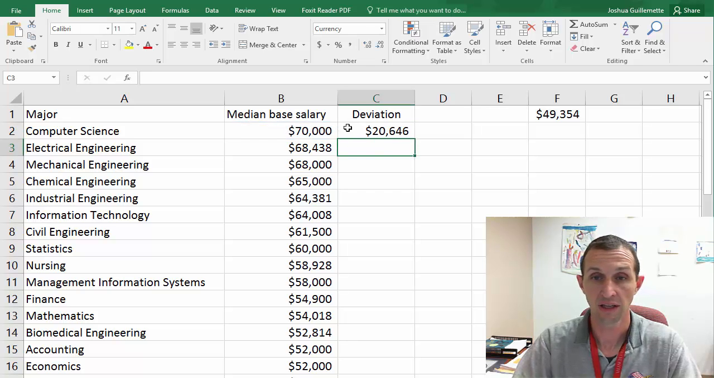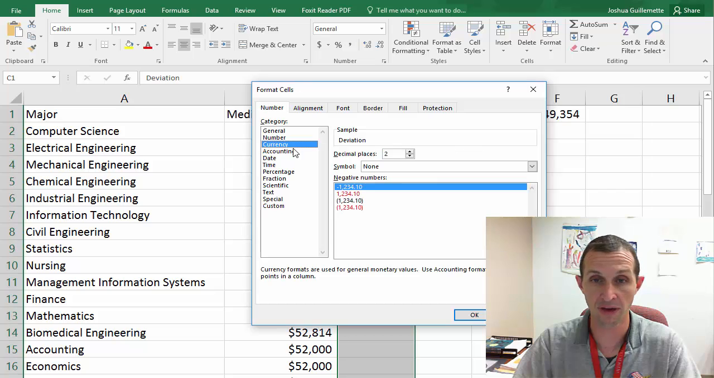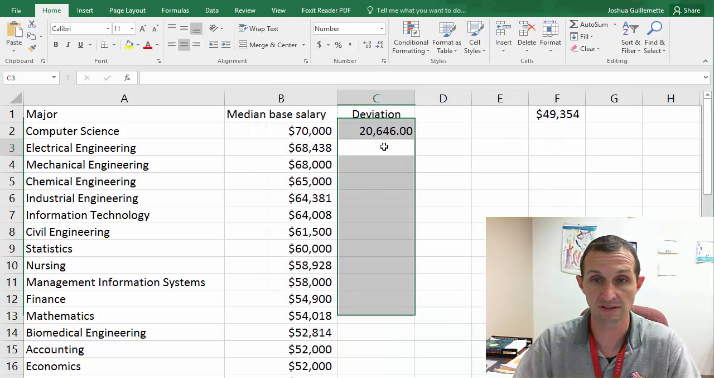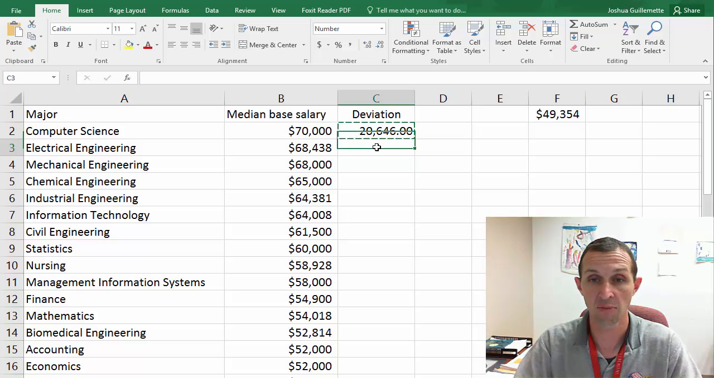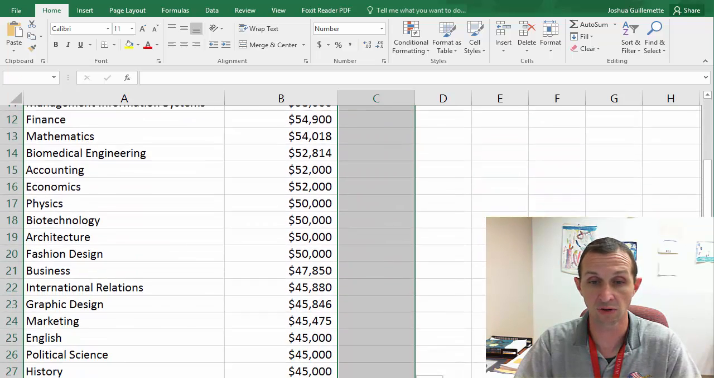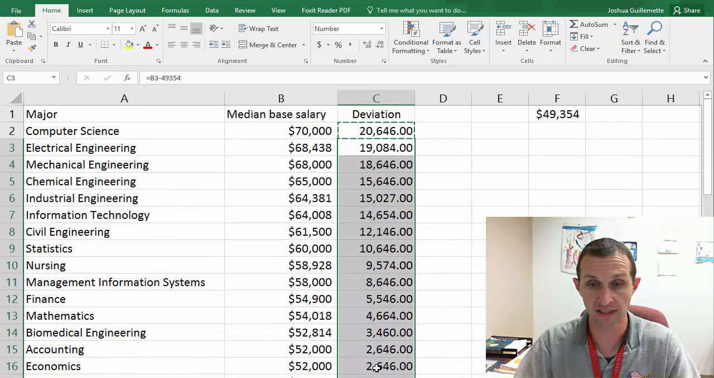49,354, right? And what I want to do is make sure that this is actually formatted as currency to 2 decimal places, okay? Now, I'm going to copy this, and I'm going to paste it all the way down. So it's going to subtract the mean from every value along here.